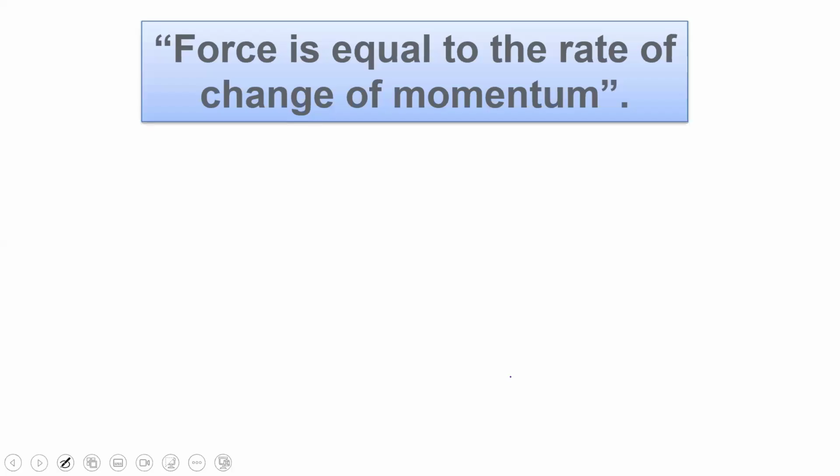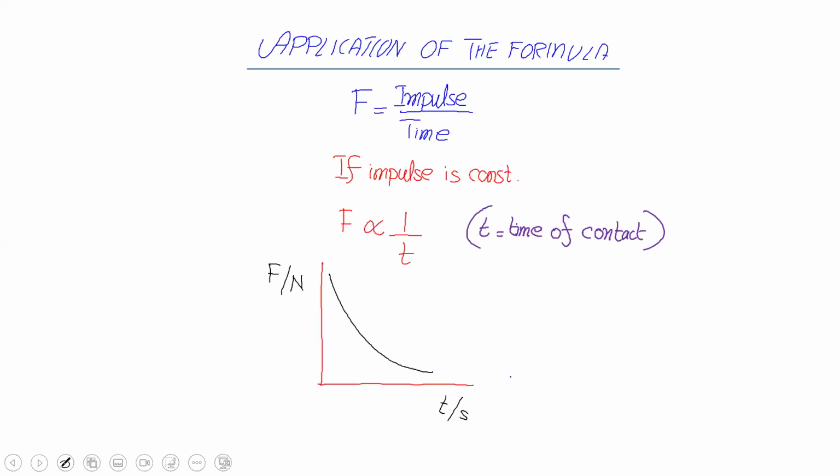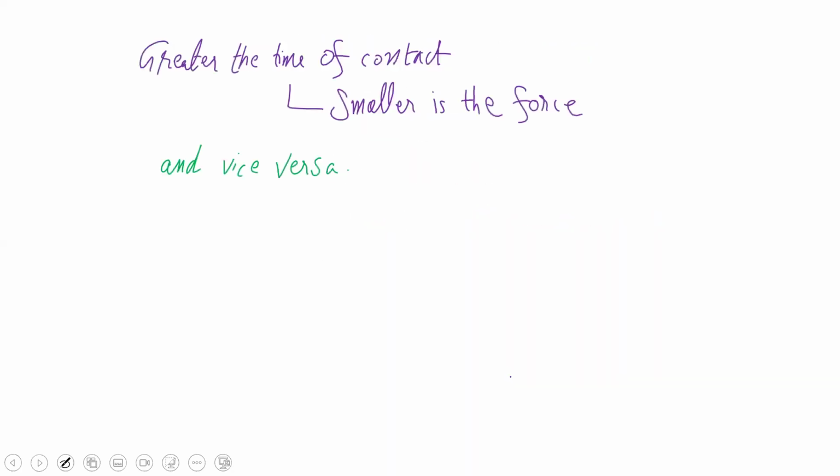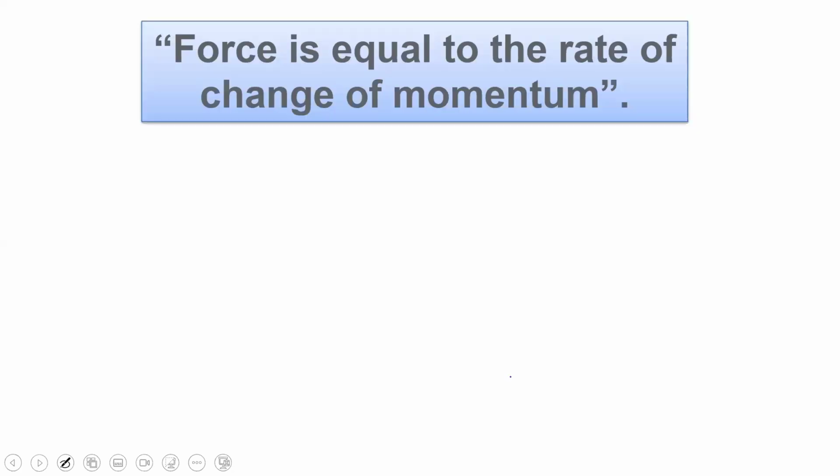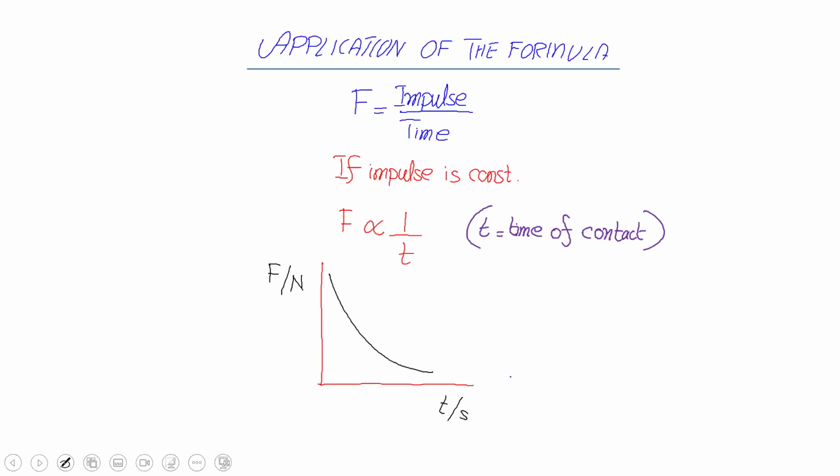Now, Newton's second law has a statement in our A2: force is equal to the rate of change of momentum. This is the definition of force also. This definition of force can be treated as Newton's second law. There are three Newton's laws. Every one has a statement, but this is the concise statement for the second law. Now, let us talk about the formula force is equal to impulse upon time. Here, this time actually means time of contact.